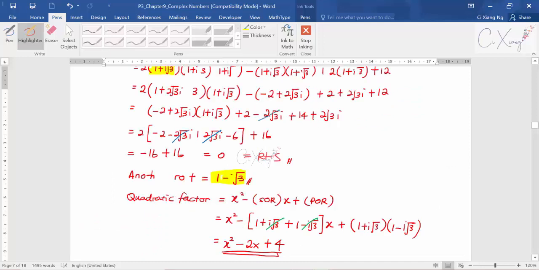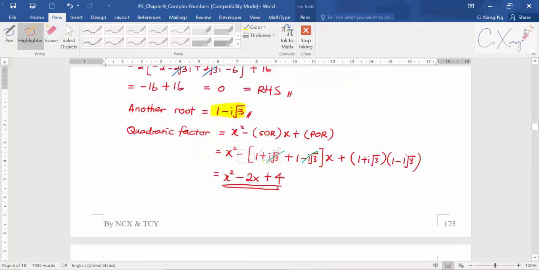So they ask you to state only, that means you just use your concept and write out the answer. No need to explain anything. Okay, so you just double check. As long as the coefficients are all real numbers, then the other root will appear as the complex conjugate of one of them, the one that is given in the question.